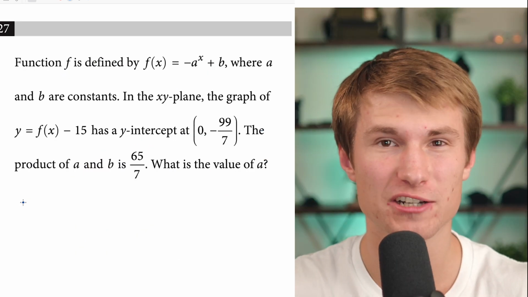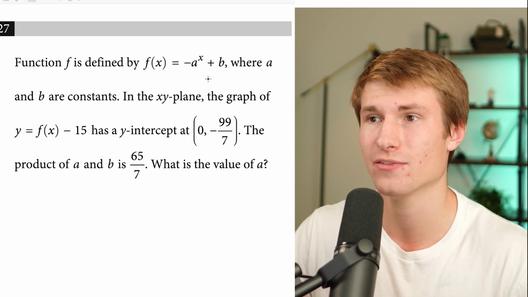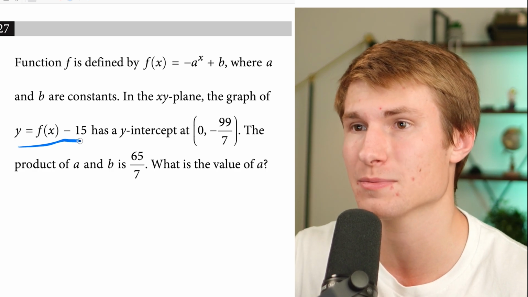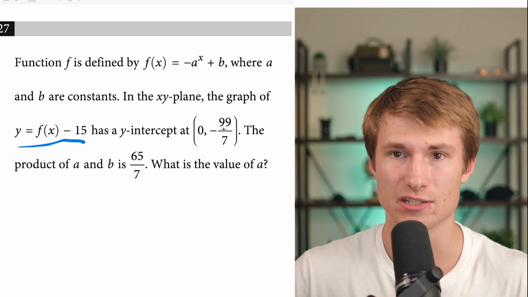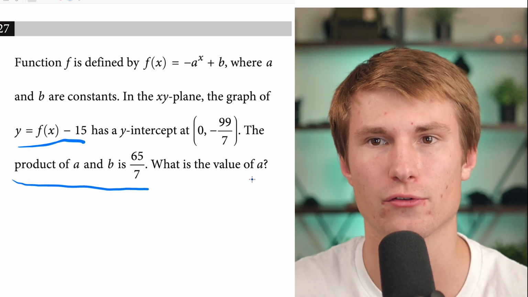Here's something you need to watch out for on the SAT. Question 27 states function f is defined by f of x equals negative a to the power of x plus b, where a and b are constants. In the xy plane, the graph of y equals f of x minus 15 has a y-intercept of 0 and negative 99 over 7, where the product of a and b is 65 over 7. What is the value of a?